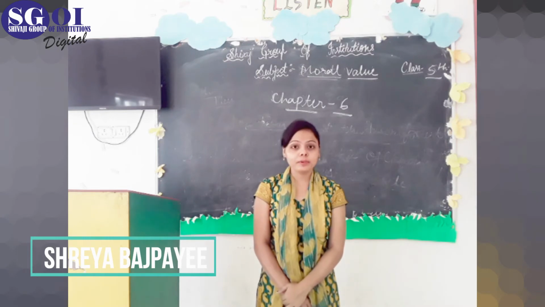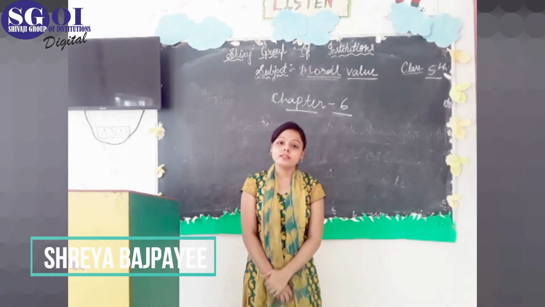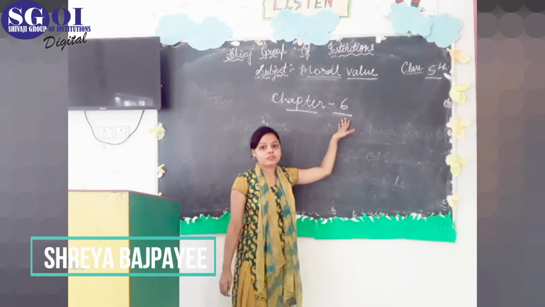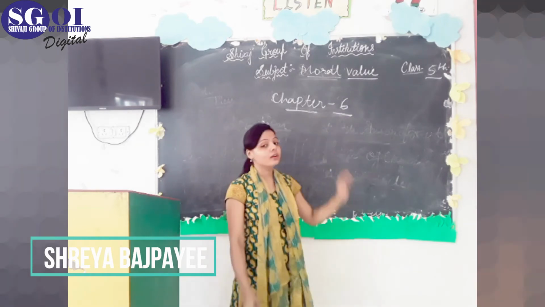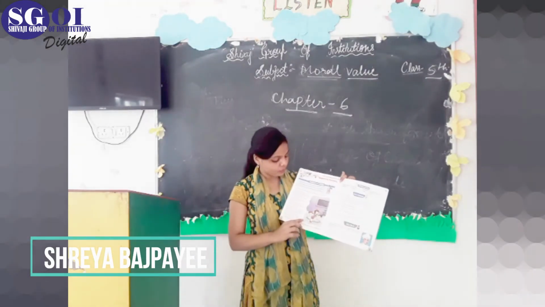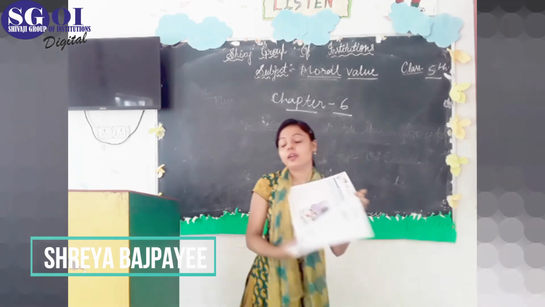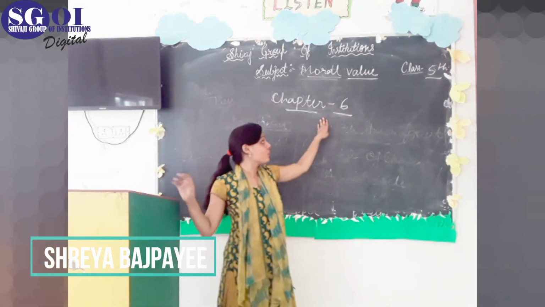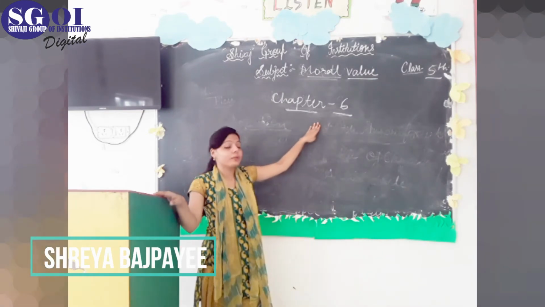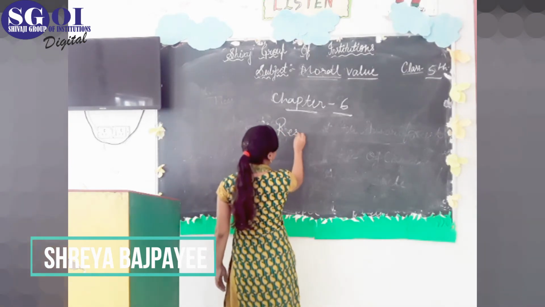Students, this is your last period, which is the small value period. Okay, so let's start today's chapter number 6. Take out your book and open your page number 33. Students, in the previous class we have done this chapter. I will be reading chapter number 6, and the chapter name is Respective Teachers.